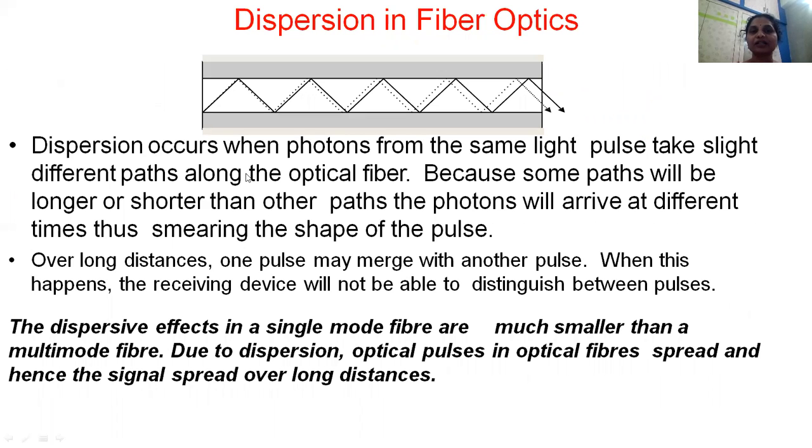So dispersion occurs when photons from the same light pulse take slightly different paths along the optical fiber. Because some paths will be longer or shorter than the other paths, the photons will arrive at different times, thus mirroring the shape of the pulse. Over long distances, one pulse may merge with another pulse, and when this happens, the receiving device will not be able to distinguish between pulses. That is called broadening of the pulse.